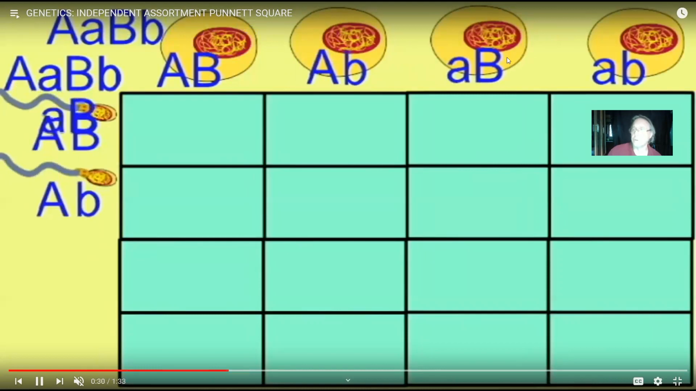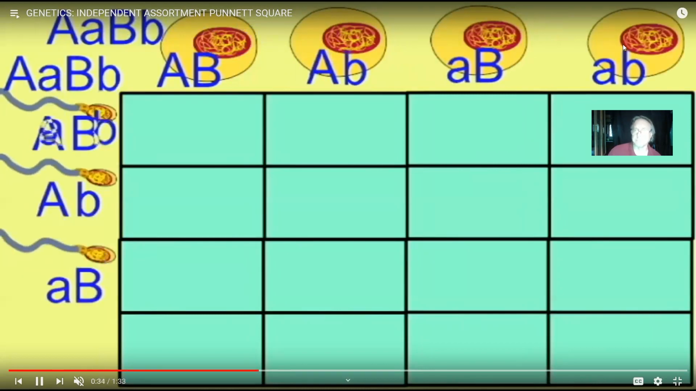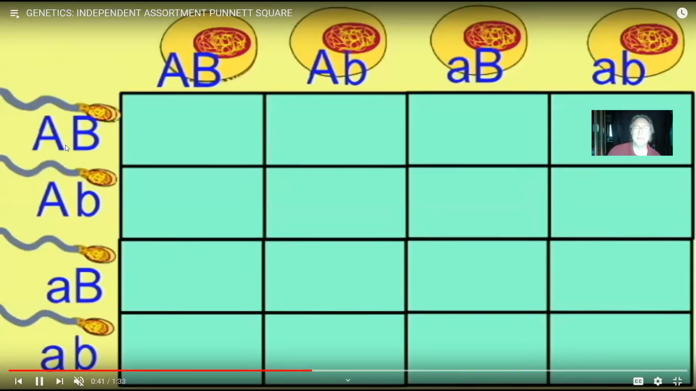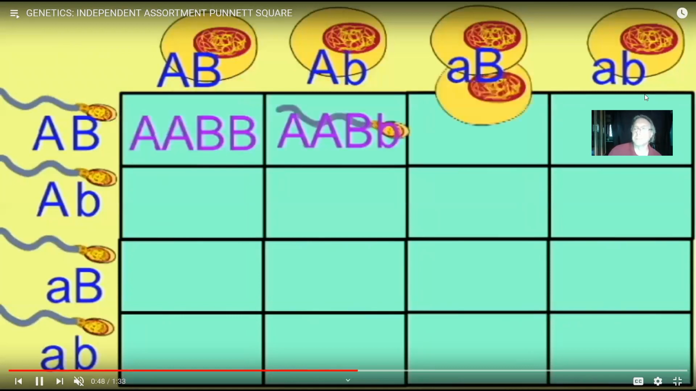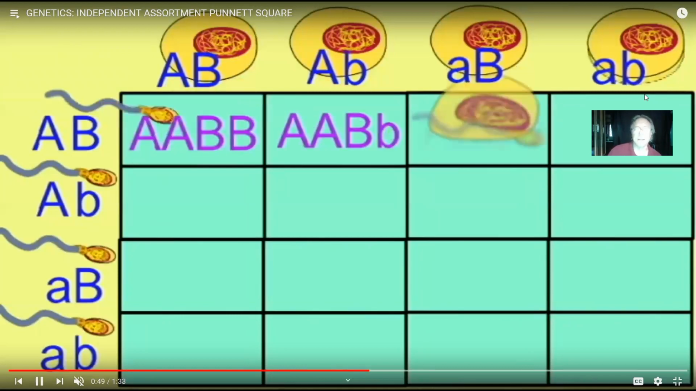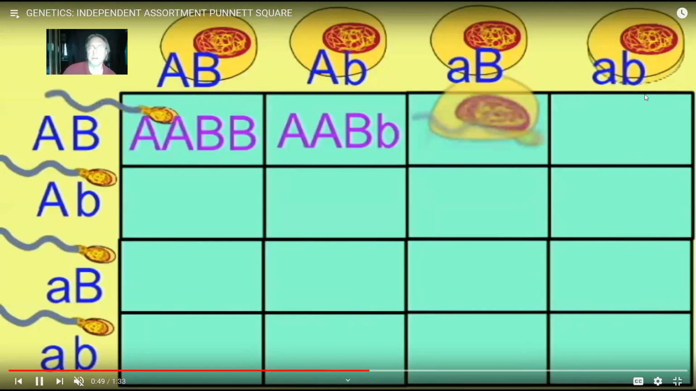So a woman who is a heterozygote for 2 separate genes, we would then realize she would make these 4 different kinds of gametes. If a man was heterozygous for 2 different genes, he would make 4 different kinds of sperm. And then we would simply ask the question, what would happen if this sperm fertilized this ovum? If this sperm fertilized this ovum?